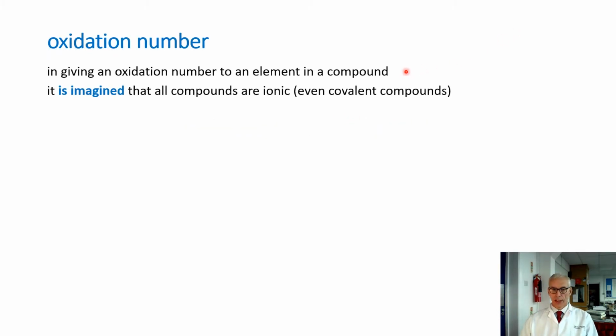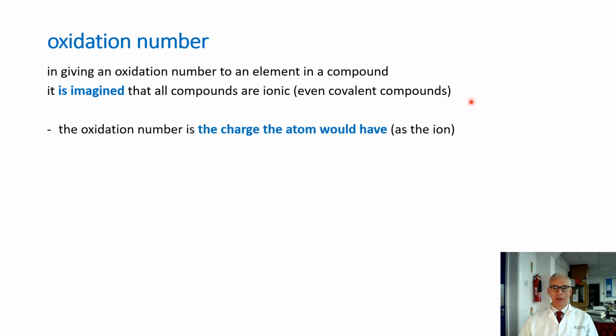So what is our idea of oxidation number? Well, in giving an oxidation number to an element in a compound, it is imagined that all compounds are ionic. So even covalent compounds are imagined to be ionic. And the oxidation number is the charge the atom would have if it were the ion.